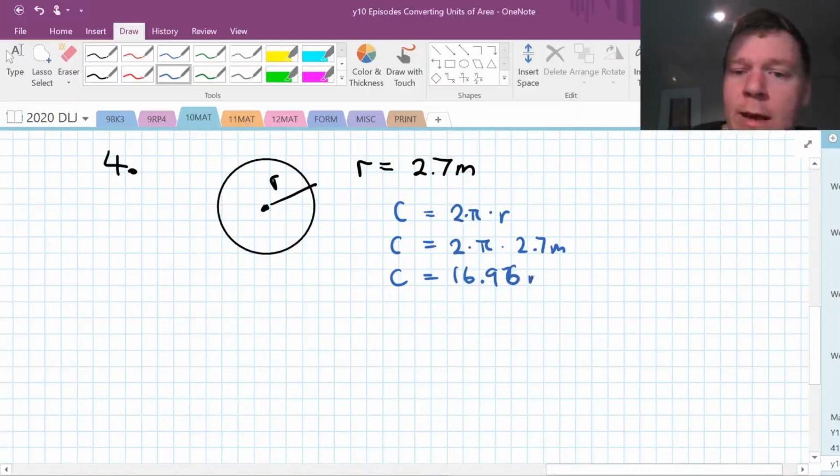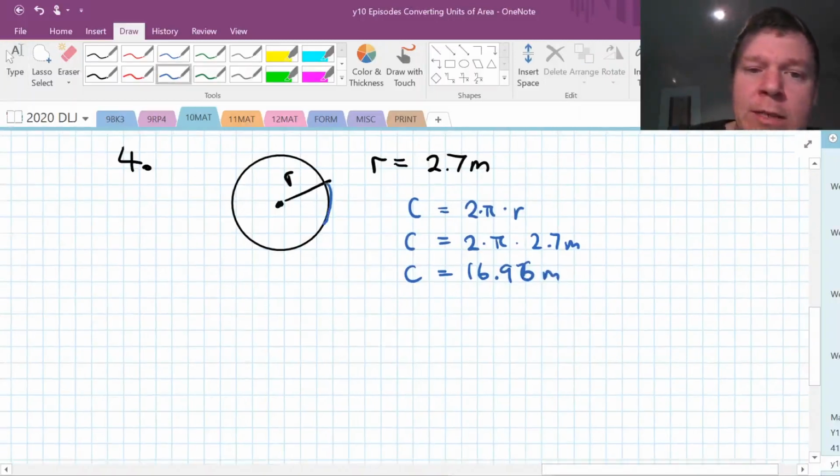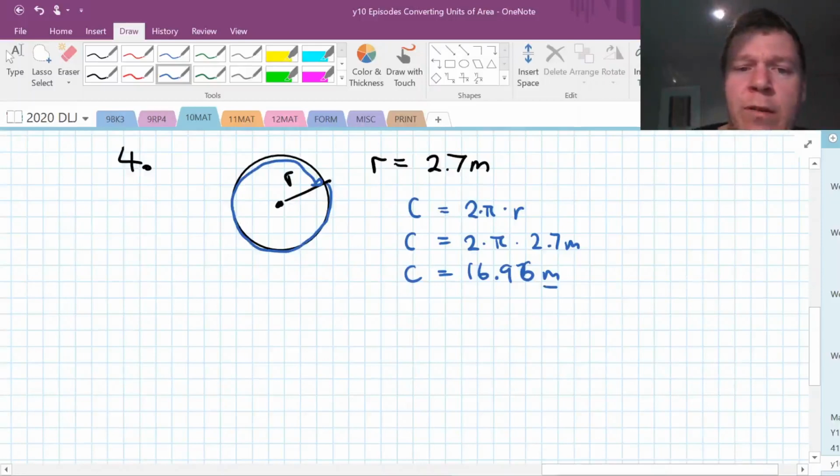And we're talking about a distance. The circumference is a distance, so we just have linear units, no squares.